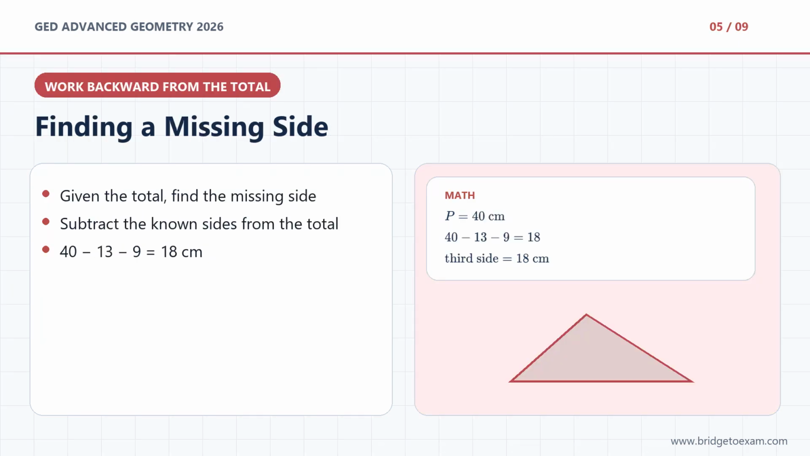Sometimes the GED gives you the total perimeter and asks for a missing side. The trick is to work backward. Subtract the sides you know from the total. For example, a triangle has a perimeter of 40 centimeters. 2 of its sides are 13 and 9. To find the third side, subtract 40 minus 13 minus 9. That leaves 18. So the missing side is 18 centimeters.